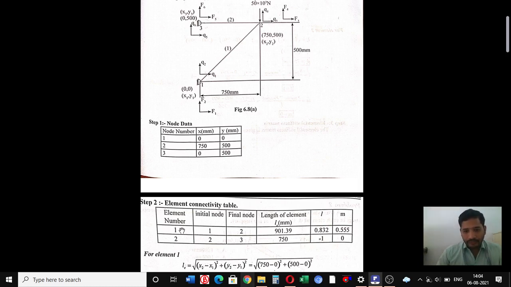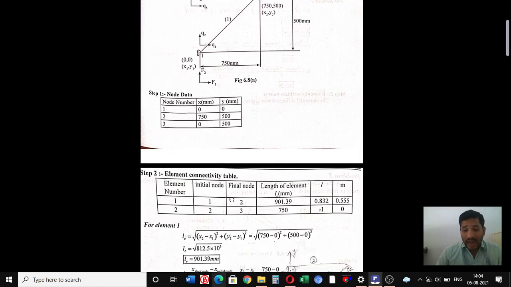After that, we need to find out which one? Element number 2. For element number 2, if you join the second node to the third node, we are forming the second element. Clear? Done. So the initial node is 2 and the final node is 3.